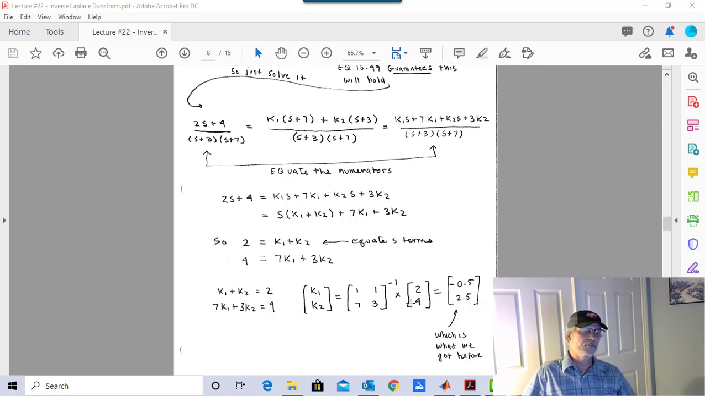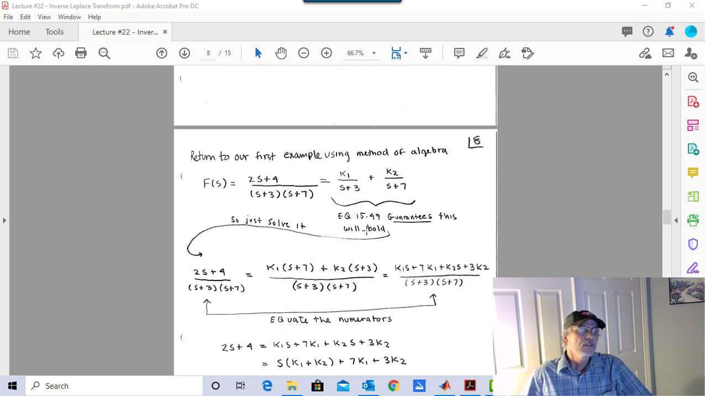And I have two equations in two unknowns. And I slap that into my calculator. I've got to be honest, I use MATLAB. You guys all have to use calculators. And I get the exact same answer I got before.